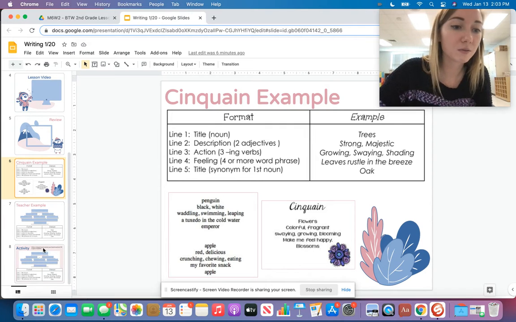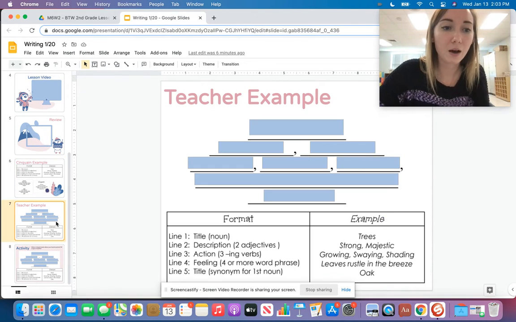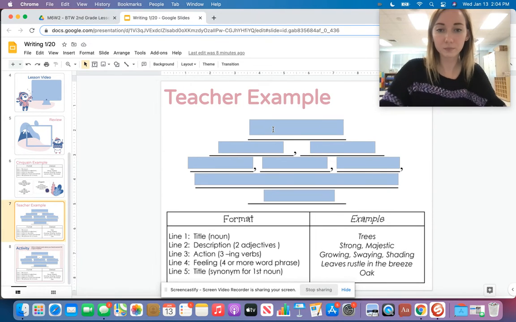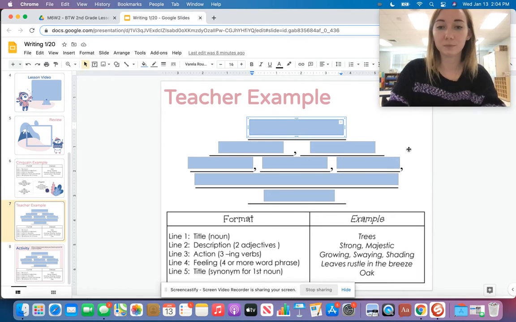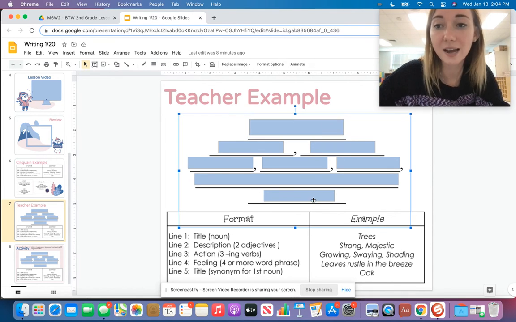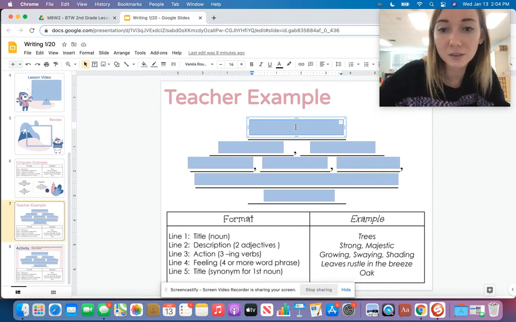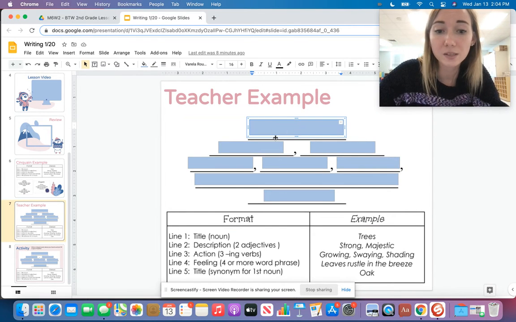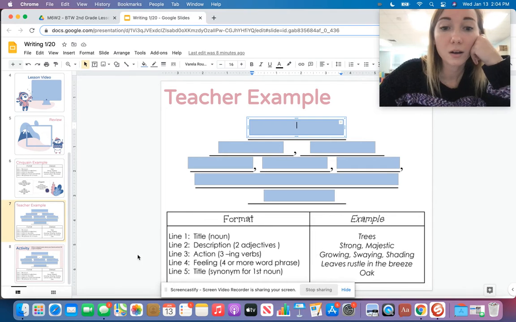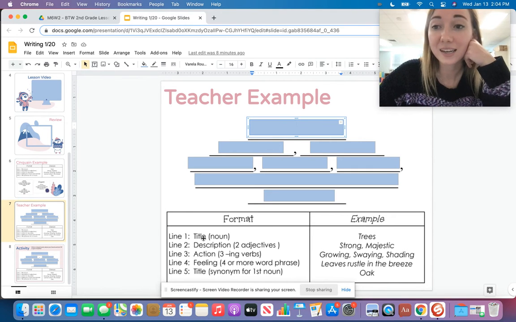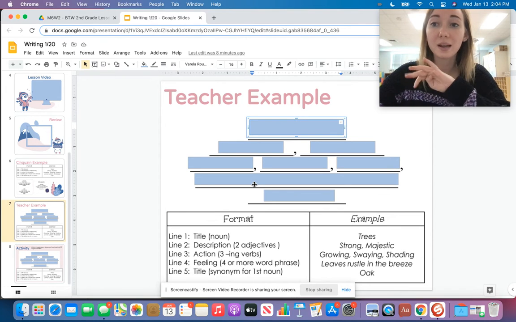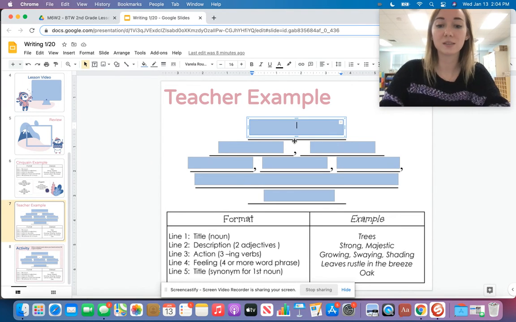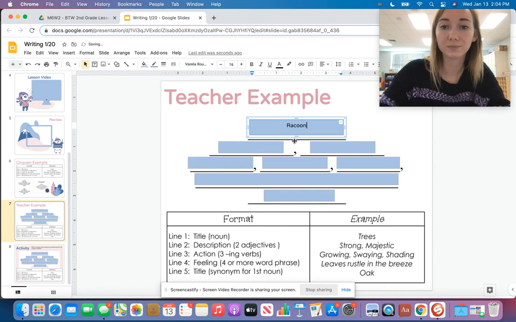So I am going to write a cinquain about my favorite animal. And I think that my favorite animal is a raccoon. You guys are going to get to type on the slides today. And first, we're going to be using these purple boxes, okay? Remember, the first line is the title, and it needs to be a noun, which is a person, a place, a thing, or an animal. So I'm going to write about an animal, which is a raccoon. So I'm going to write raccoon.